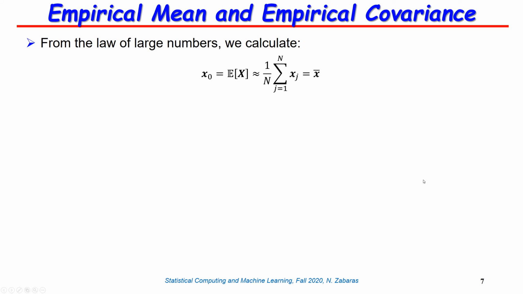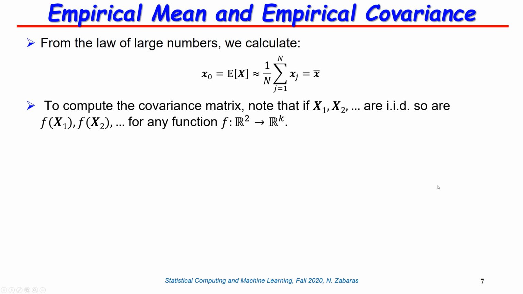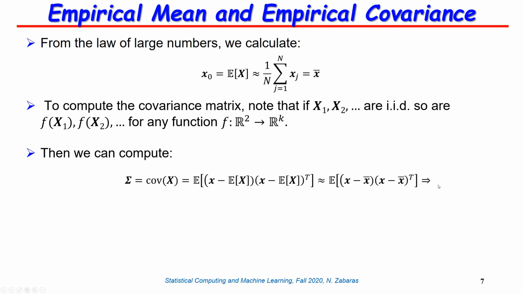Now, I can more or less do a similar approximation using the law of large numbers for the covariance. So let's follow the definition of the covariance, right? It says here, this is the expectation of x minus E of x times x minus E of x transpose. So here, if I look inside the expectation, this E of x, we already said we can approximate it with a sample mean, right?